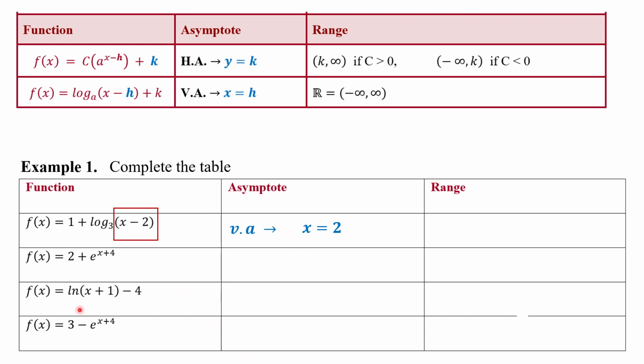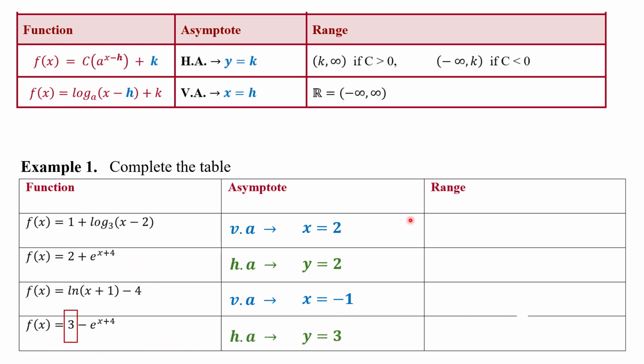And then for the third function, which is ln of x plus 1 minus 4, the vertical asymptote is found by equating this x plus 1 to 0, so you will get x equal to minus 1. And then for the horizontal asymptote of the exponential function, which is the second function, the equation is y equal to, you will base on this vertical shift, so y equal to 2. And for the last exponential function, the horizontal asymptote is y equal to positive 3.